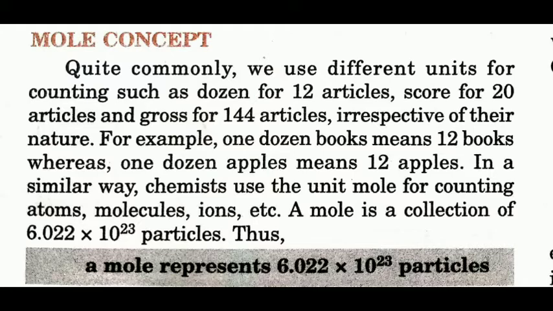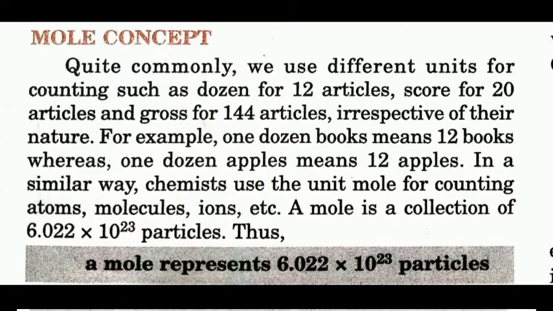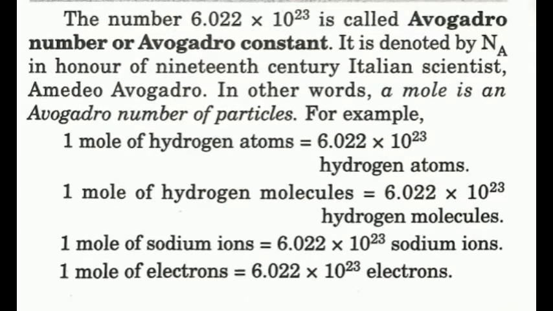A mole is a collection of 6.022 × 10^23 particles. Thus, a mole represents 6.022 × 10^23 particles. This number is called the Avogadro number or Avogadro constant. It is denoted by NA in honor of the Italian scientist Amedeo Avogadro. In other words, a mole is an Avogadro number of particles.